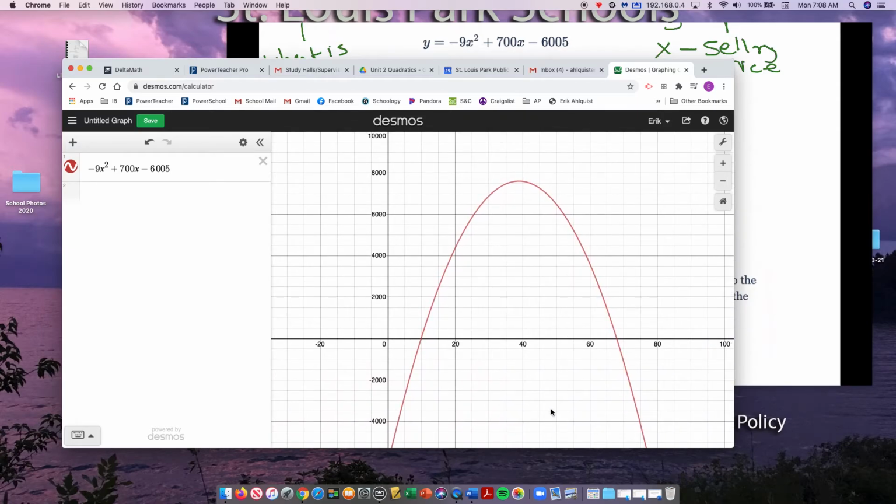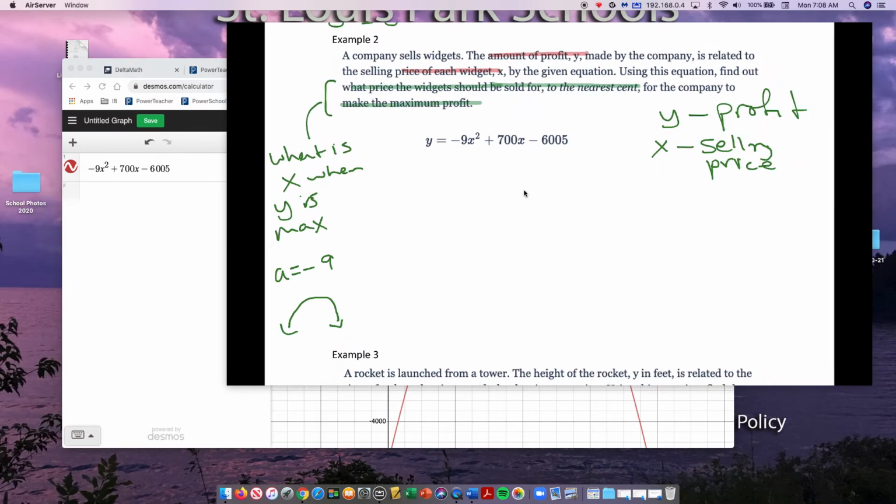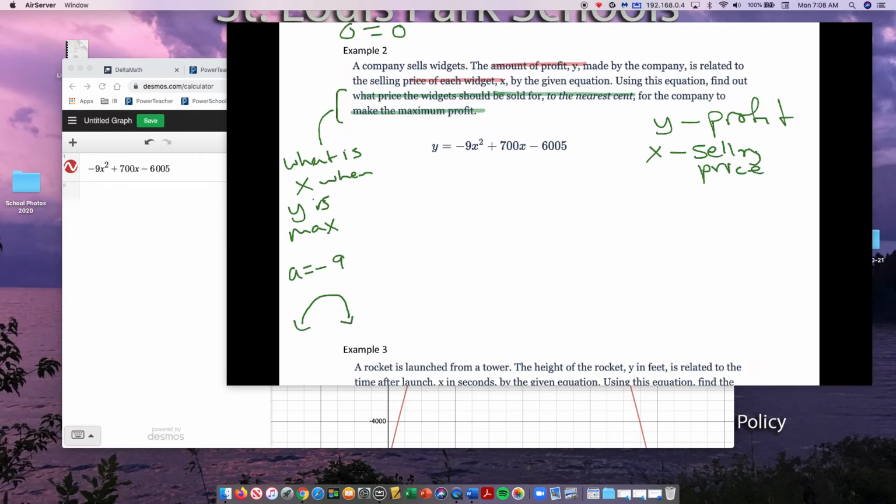Now if I want to know the maximum selling price, so remember back here, my maximum, I'm supposed to figure out on this what is the maximum profit. So I'm really looking for that vertex. I'm really looking for the vertex of this parabola.